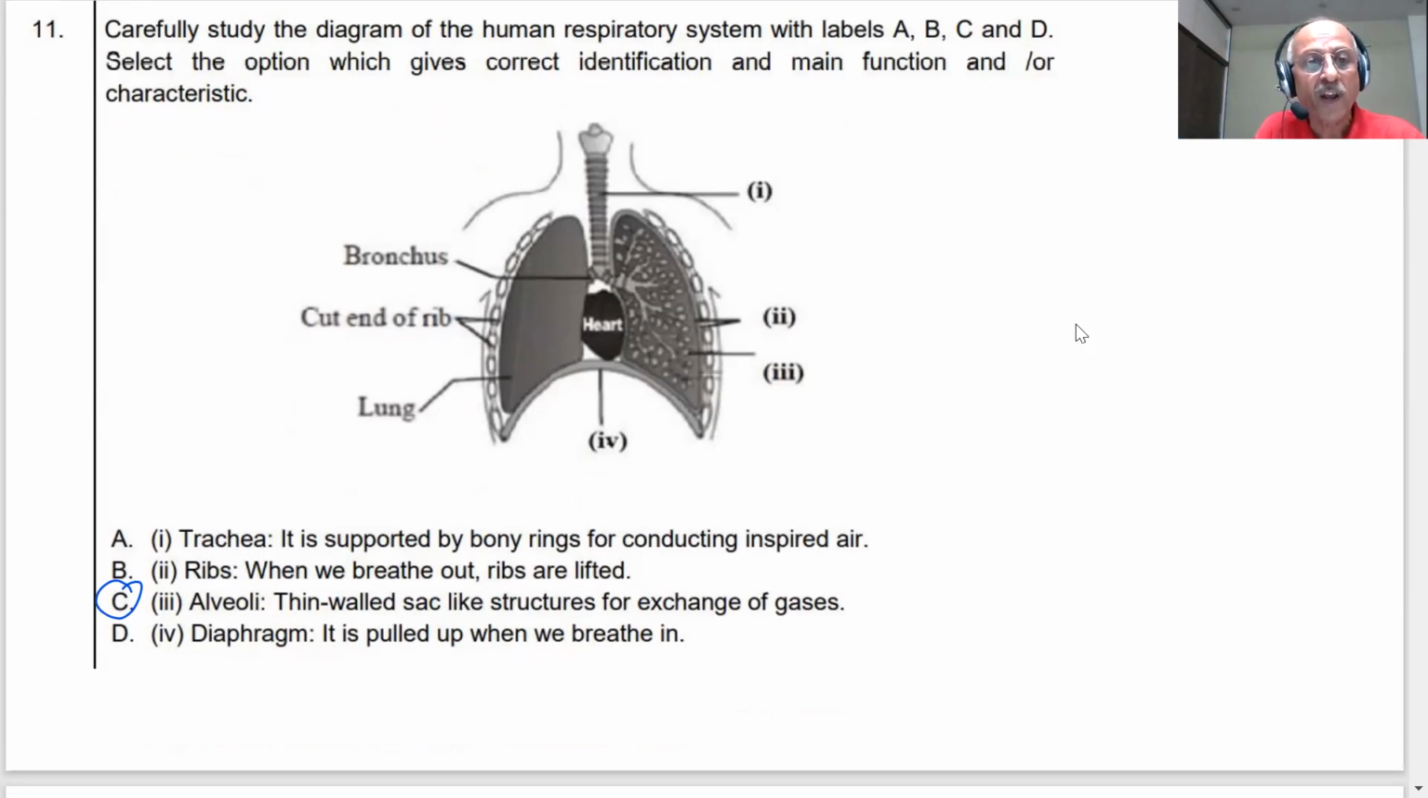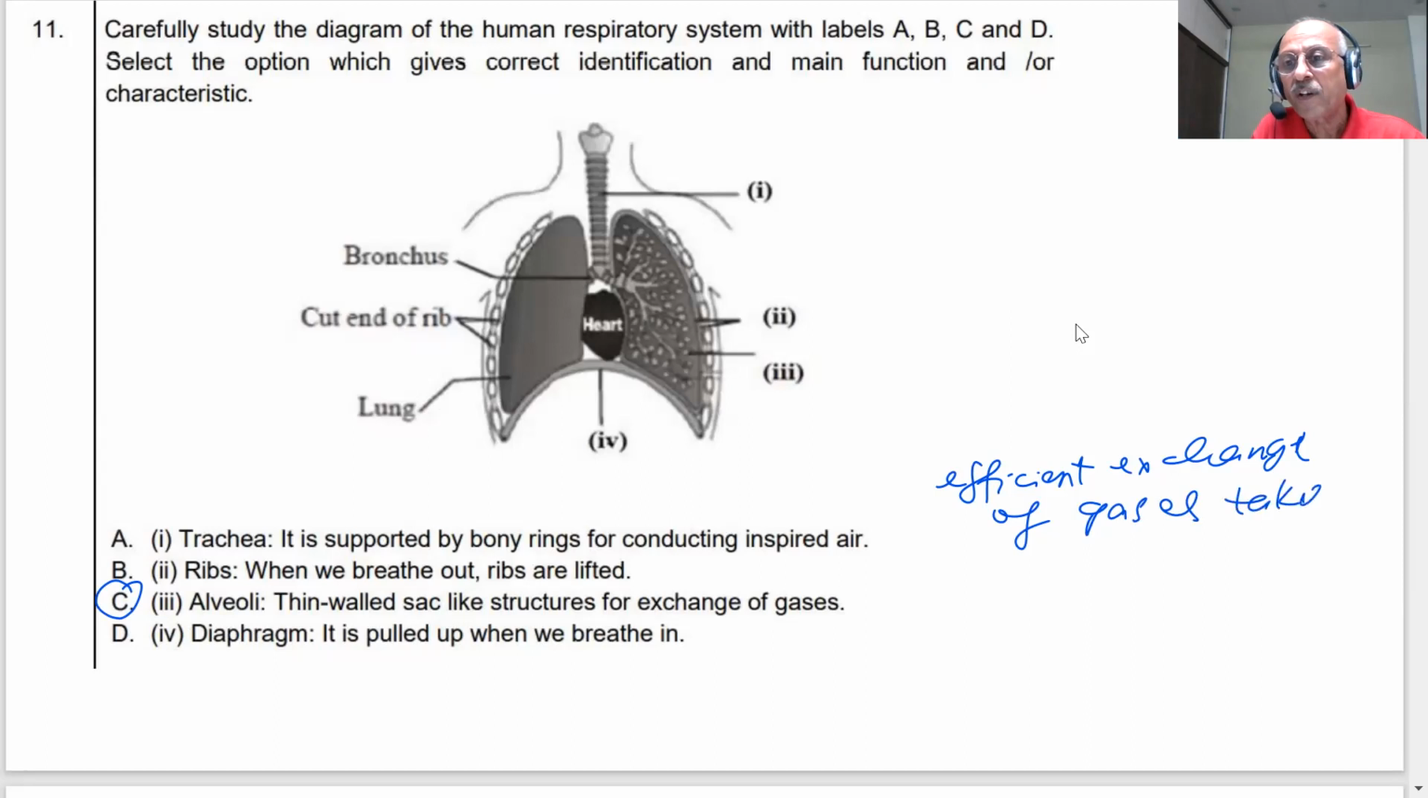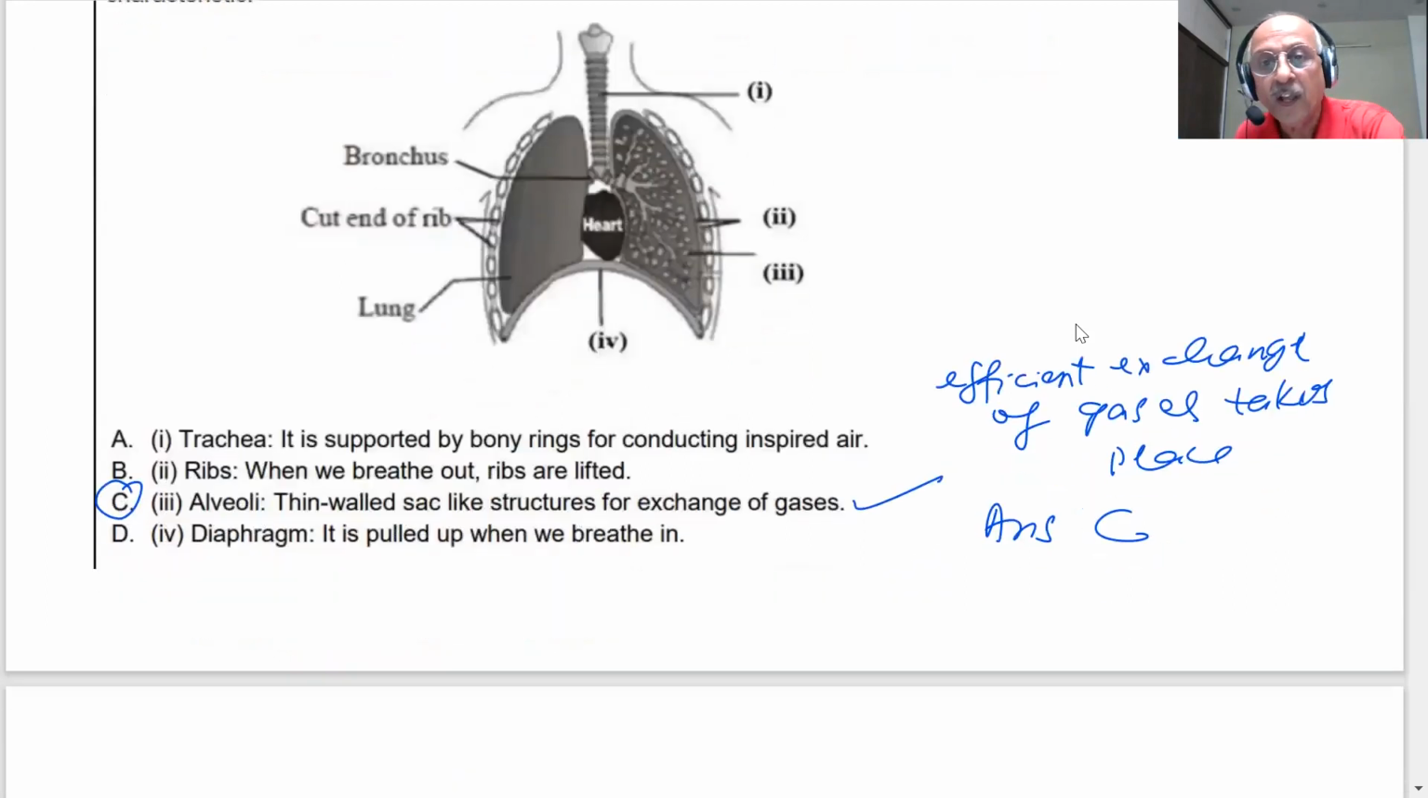What happens at the alveoli? Efficient exchange of gases takes place at alveoli, and therefore thin walled sac-like structure for exchange of gases. The correct answer is C, student. Okay, let us go to the next question, student.